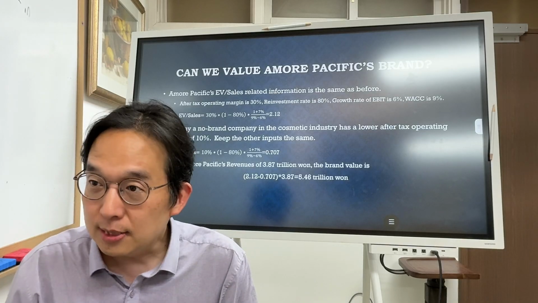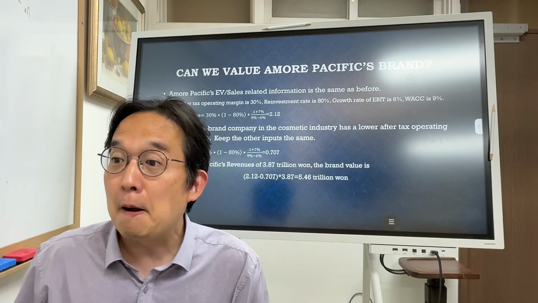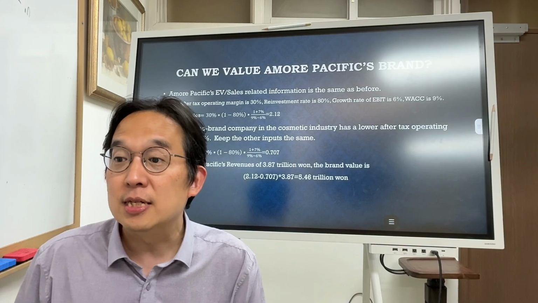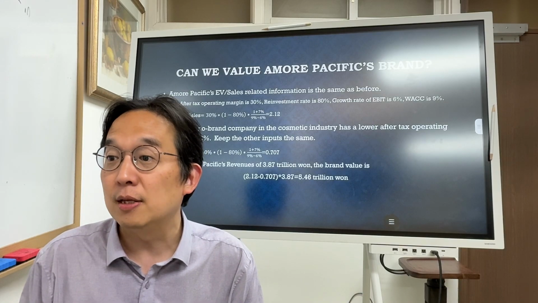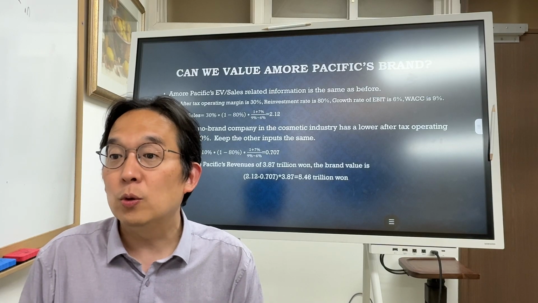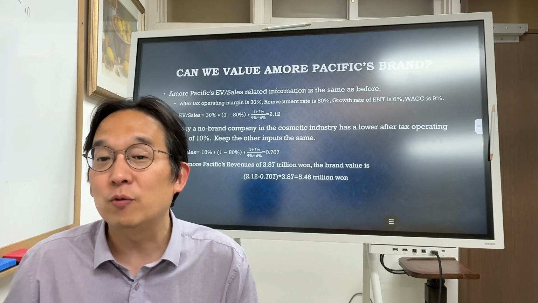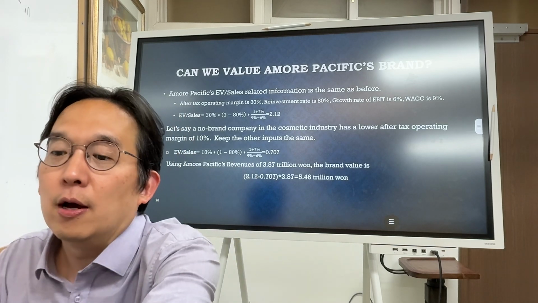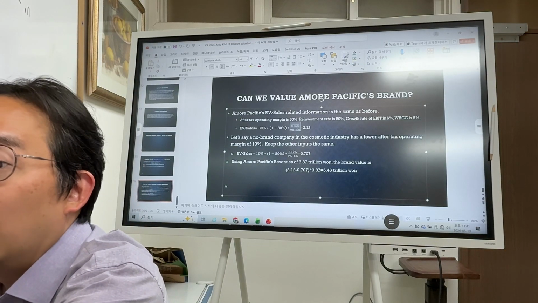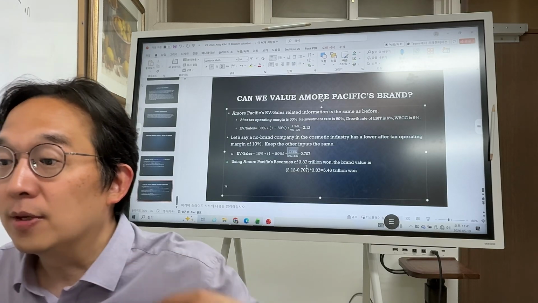So let's try an exercise here. Amore Pacific's EV to sales ratio. Related information is as below. After-tax operating margin is 30%, reinvestment rate 80%, growth rate of EBIT 6%, WACC 9%. So the EV to sales multiple has to be 2.12. This is the same as what we did in our exercise before. Sorry for the typo here. Again, it has to be 6%, but I confirmed that as I correct the number, the result is the same, it does not change.